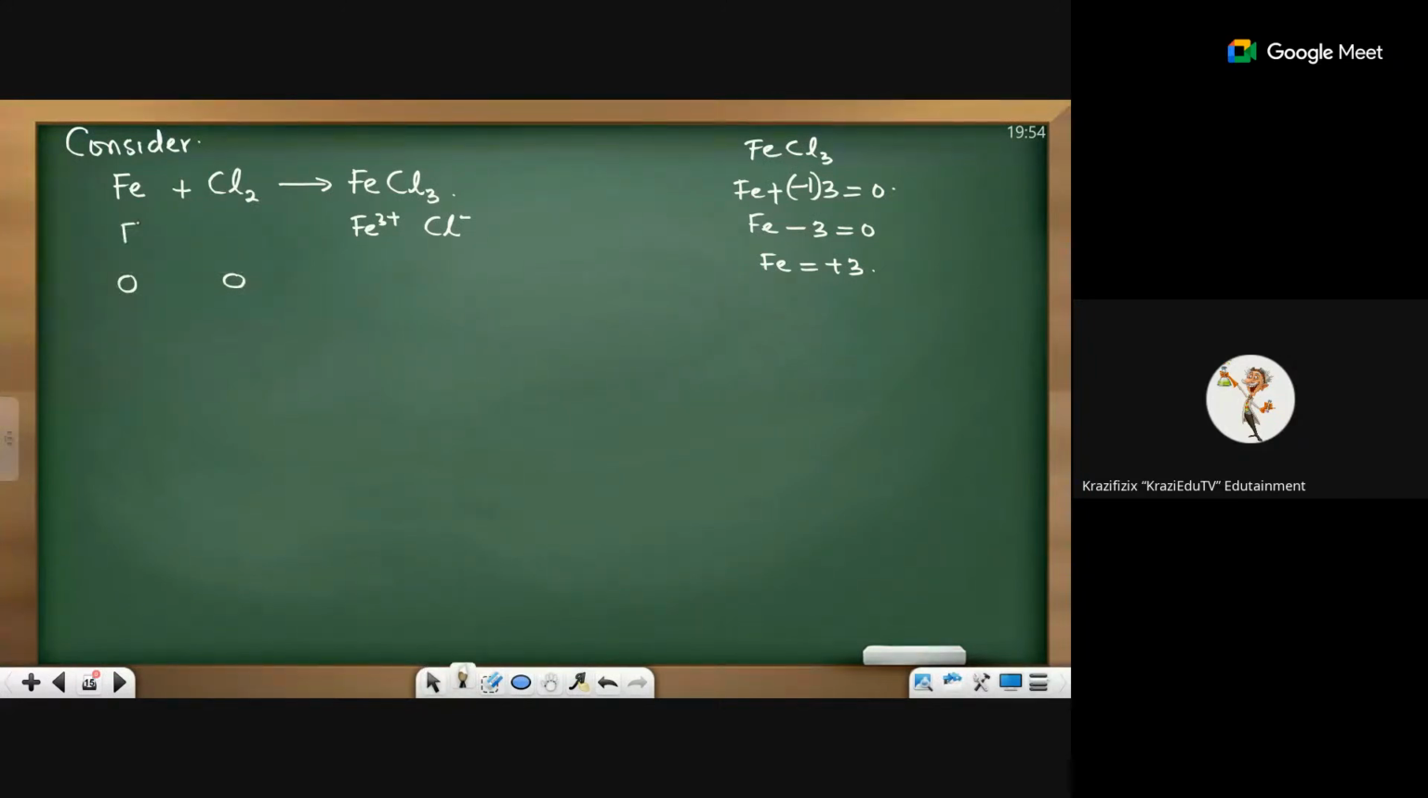We have Fe here. We have Cl2 there. Oxidation number here, positive 3, increasing. Fe is increasing, right? Good. So because it's increasing, what can we say? It is oxidation. Let's write notes now. Fe is oxidized to what?